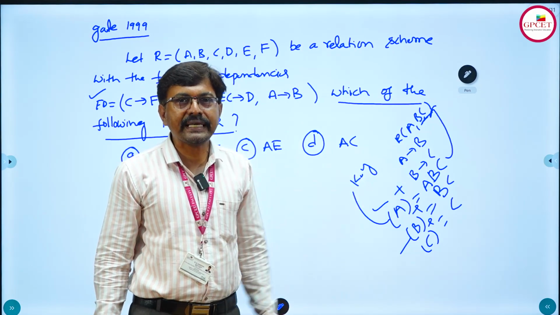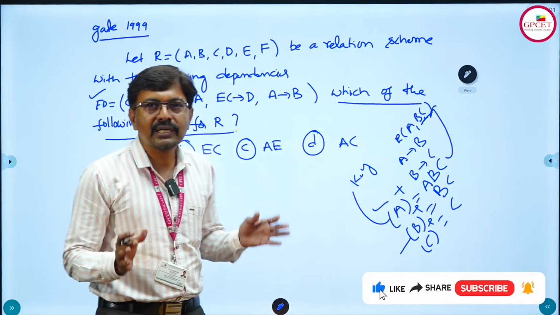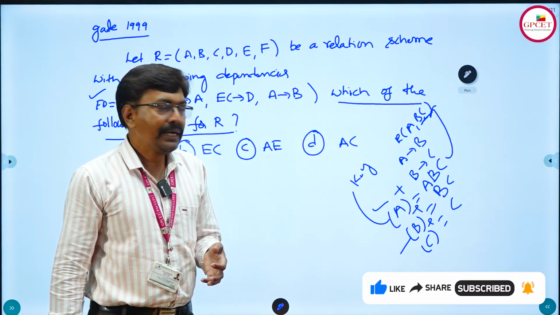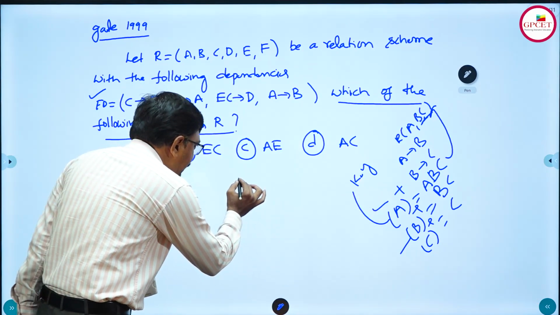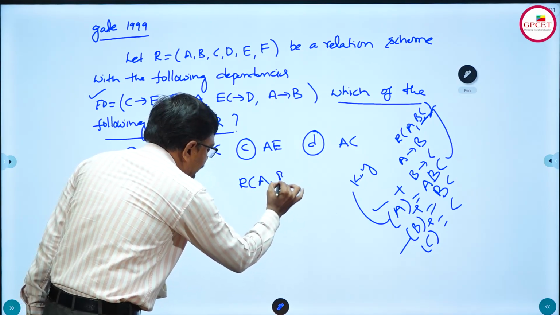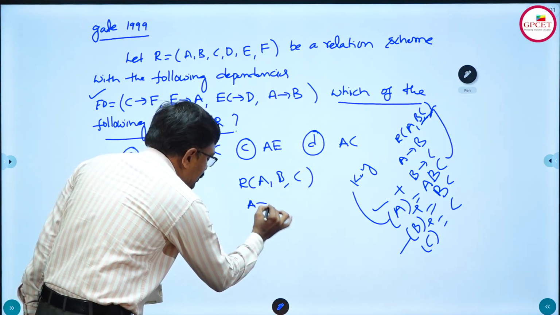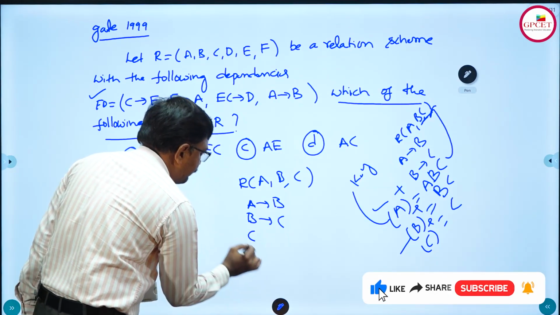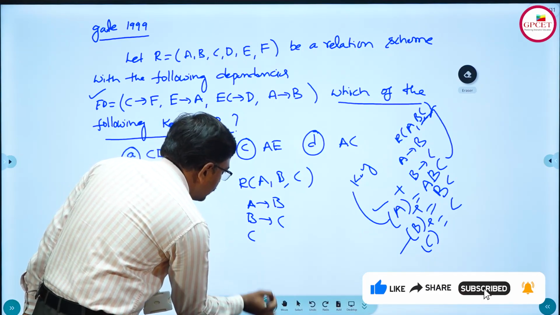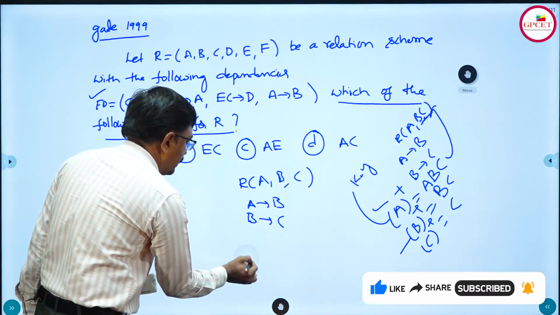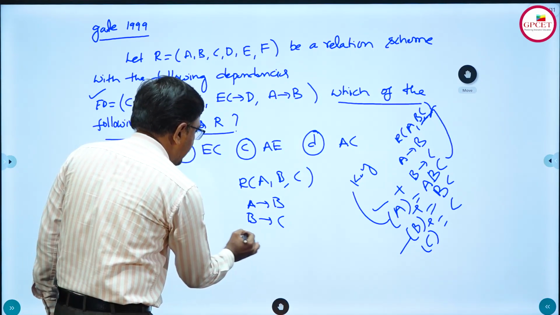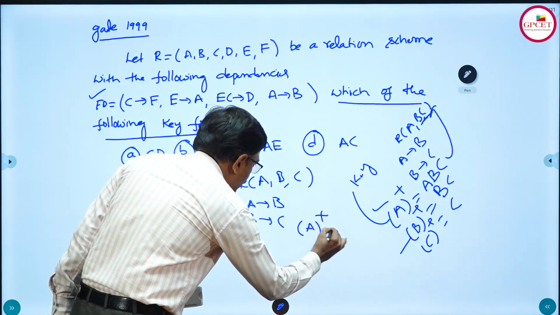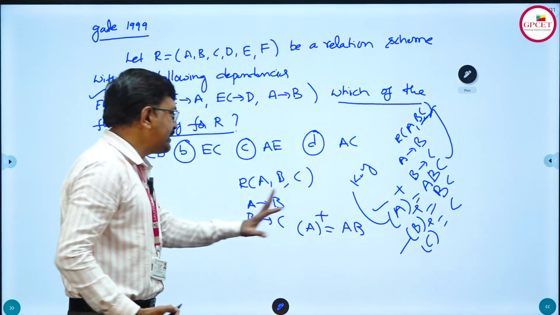Okay. What is meant by super key? Super key is nothing but an attribute or set of attributes that has the uniqueness property. And what is my super key here? Example: R of A, B, C, with A tends to B and then B tends to C. What is a closure? A closure means AB, right? A is a super key.